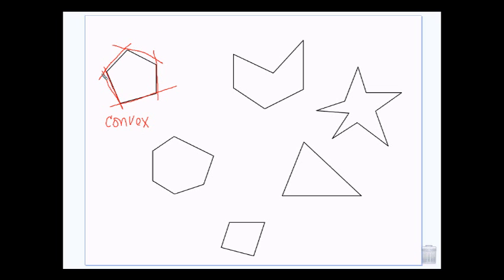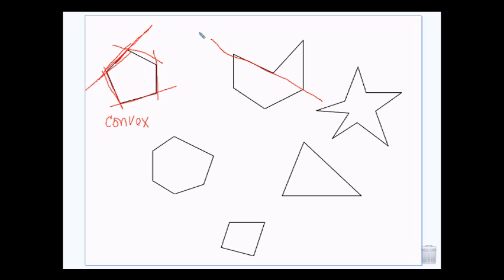Because if I extend the lines, none of them cross into the inside of the polygon. Here, look, if I extend this line, see how it goes into the inside of the polygon? No, I'm saying if I extend it, if I continue it, like if I continue this line, it'll just keep going on and on forever, but it never goes inside. So convex doesn't go inside.